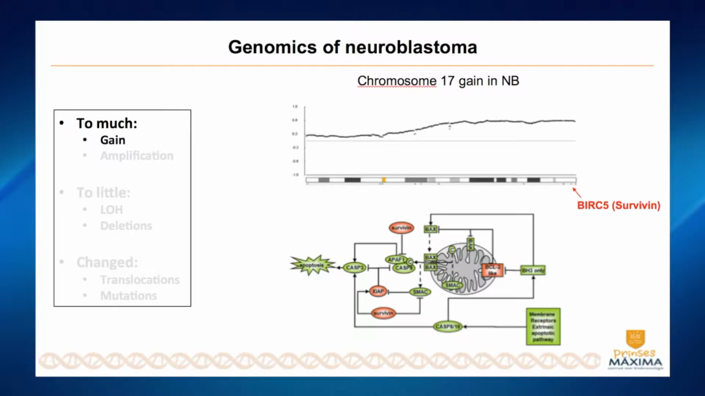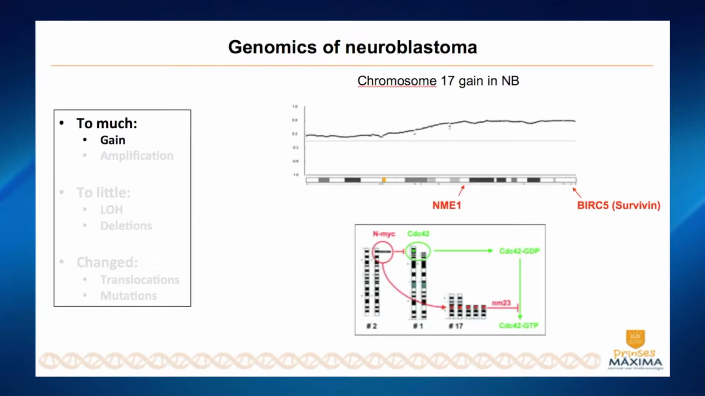But we also have the NME gene, which was described several times to be a transcriptional target of MYCN. So you've got NME located on 17q, there's MYCN, and then there's even more NME, so that's usually overexpressed, and that then inhibits CDC42, which is actually involved in neural differentiation processes and cell growth.